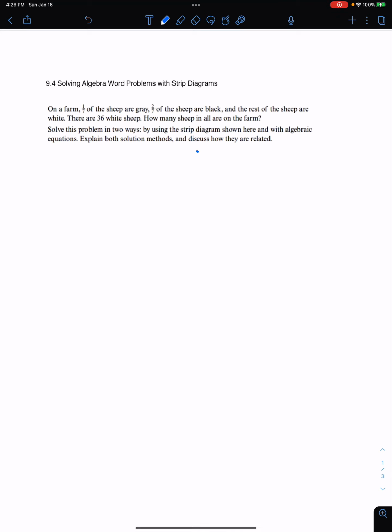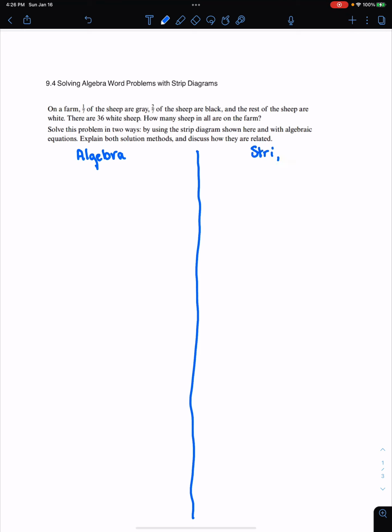So I'm going to split my page in half here. On this side, I'm going to do the algebra. And on this side, I'm going to do the strip diagrams or tape diagrams, as some people call them. All right, so let's do the strip diagrams first, and then I'll show you how it relates to the algebra.